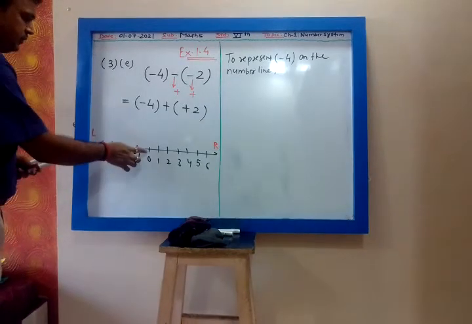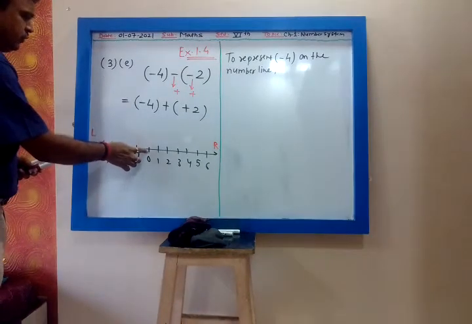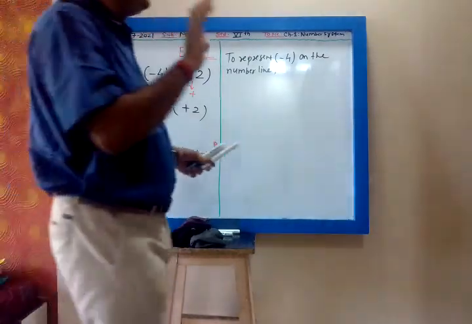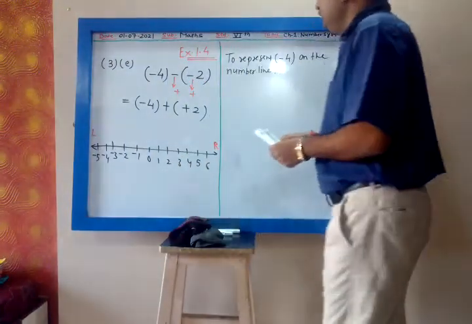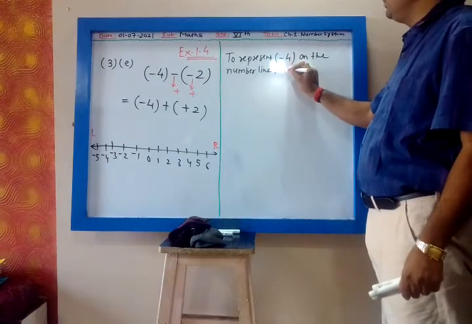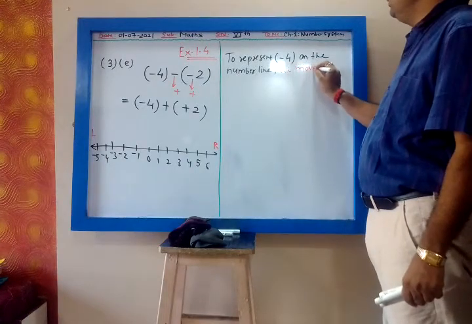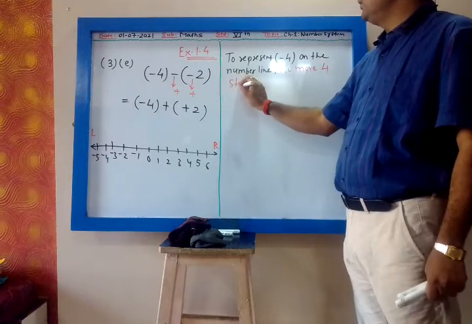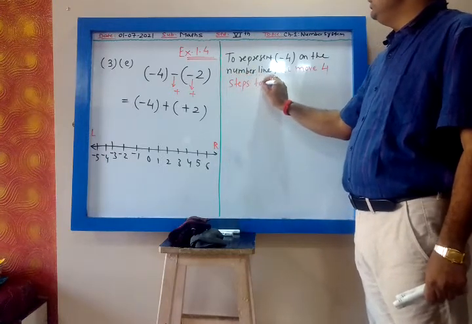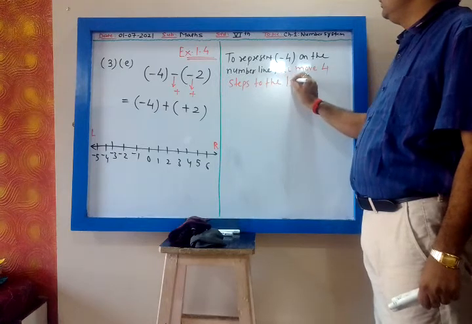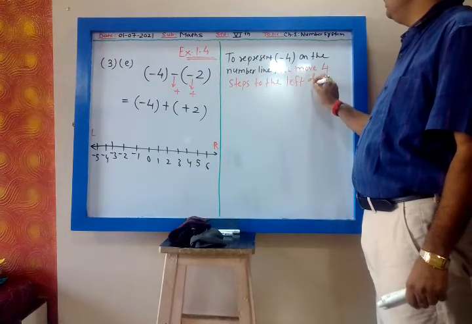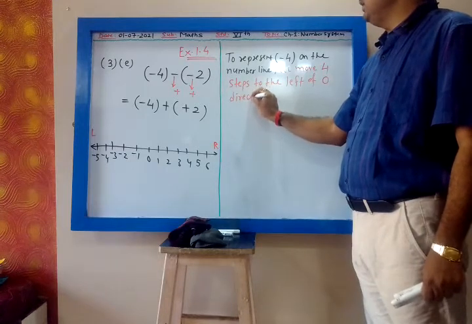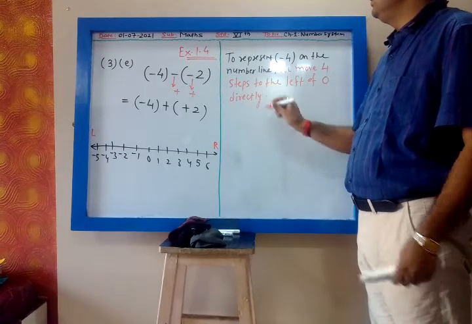We have to move 4 steps. No jump. First we have to move. So we move 4 steps to the left of 0 directly. To represent number minus 4. Minus sign means you have to move left.